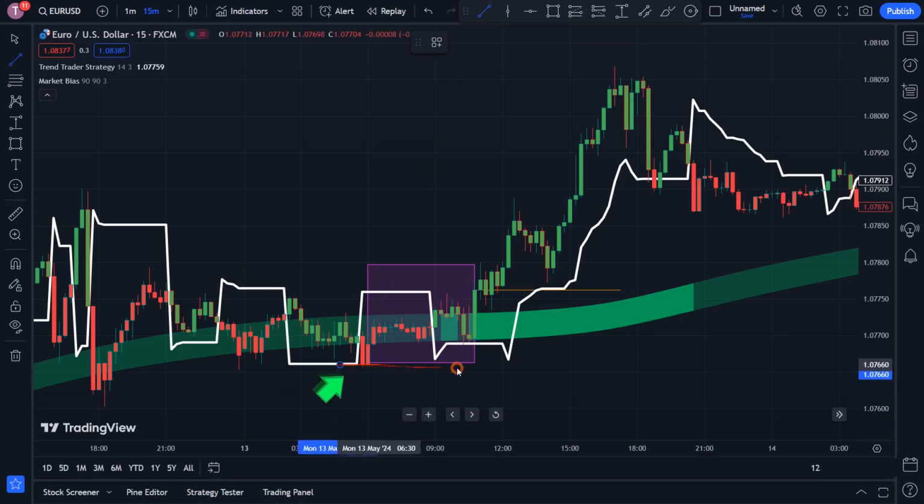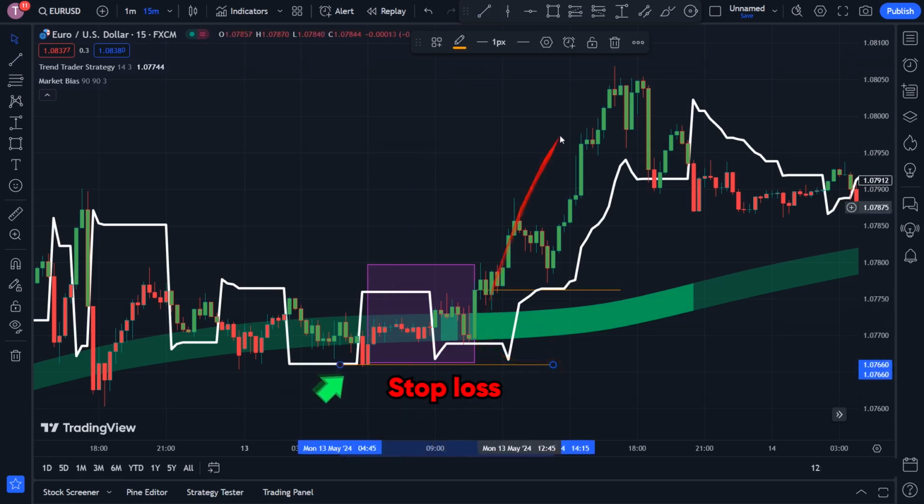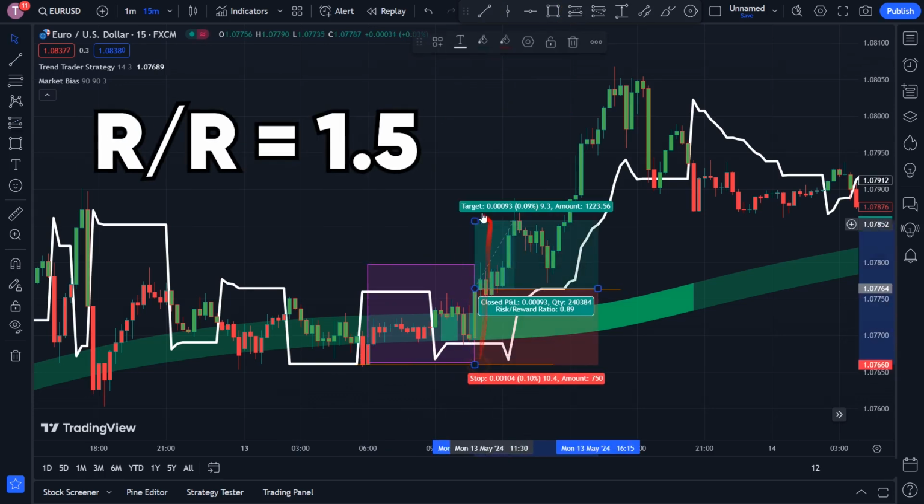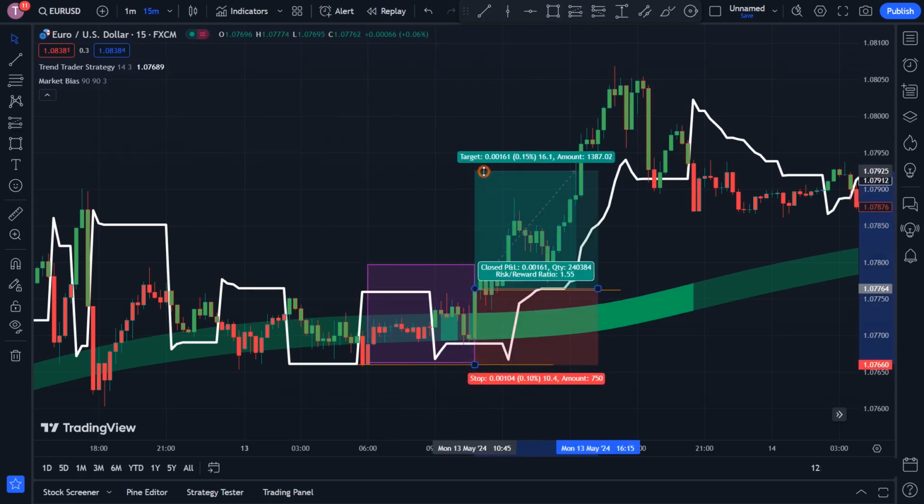We set our stop loss slightly below the last swing low. For take profit, we can consider a risk to reward ratio of 1 to 1.5 and wait for the trade to close with a profit.